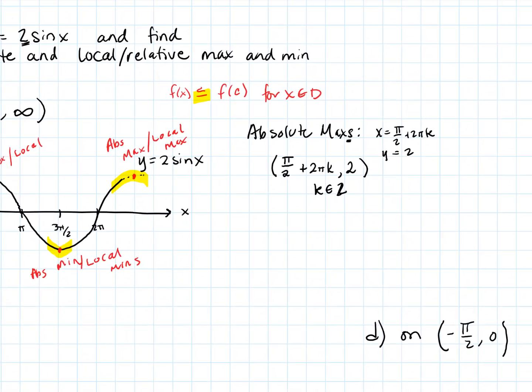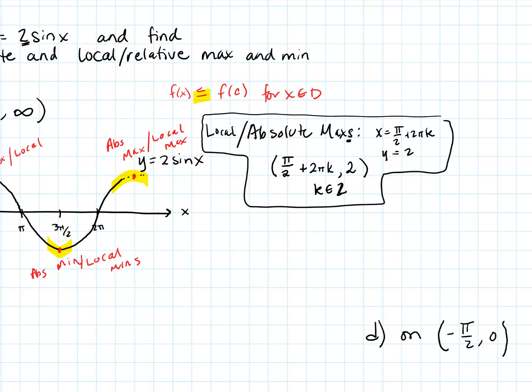So absolute maxes occur when x is pi over 2 plus 2 pi k, and the corresponding y value there is 2. I am writing it as an ordered pair here. Those are our absolute maxes, but those are also local, so I'm going to put a slash here. So we have absolute maxes and local maxes at all of those points for the sine of x. Now let's talk about where the mins occur. The local and absolute minimum values, and again, there are more than one.